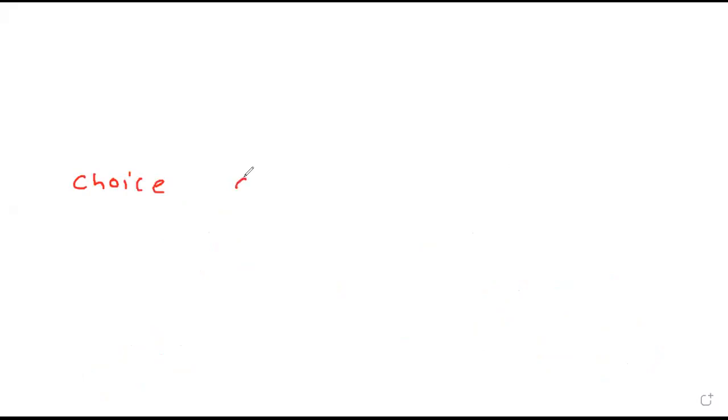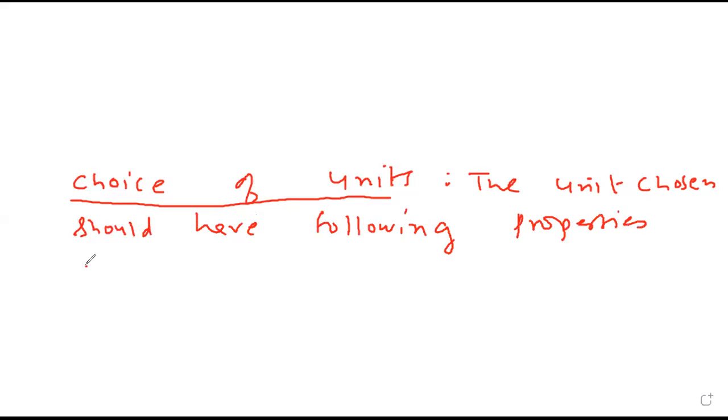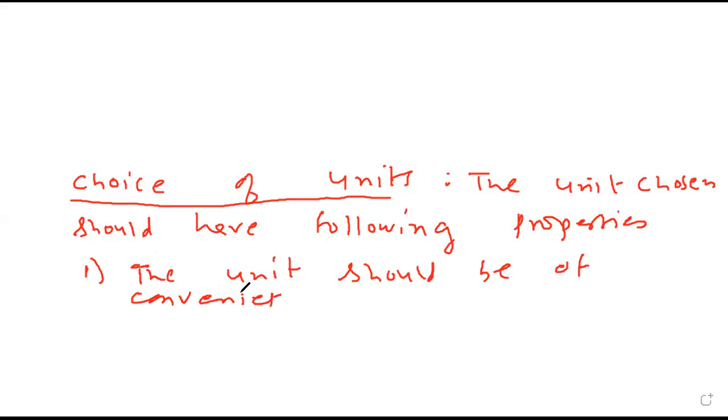The choice of units. Or they can say, what are the requirements of good units? Choice of units. The unit chosen should have the following properties. First, the unit should be of convenient size.